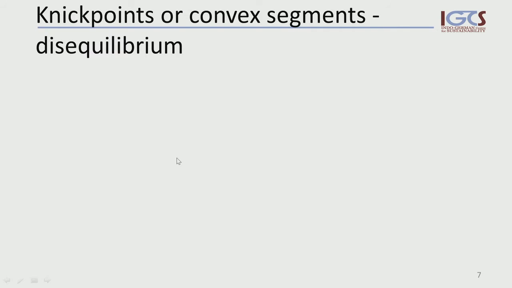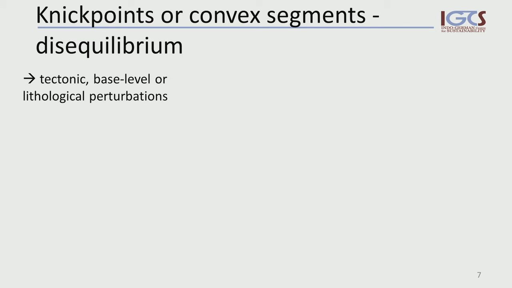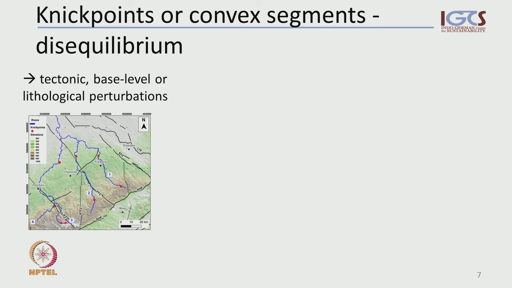Now we usually talk about Knickpoints or convex segments occurring in river profiles, and those indicate disequilibrium in a river. And those could be the result of tectonic events, they could be the result of base level changes, or they could be the result of some lithological perturbations. And I found an interesting example which I want to present to you here.